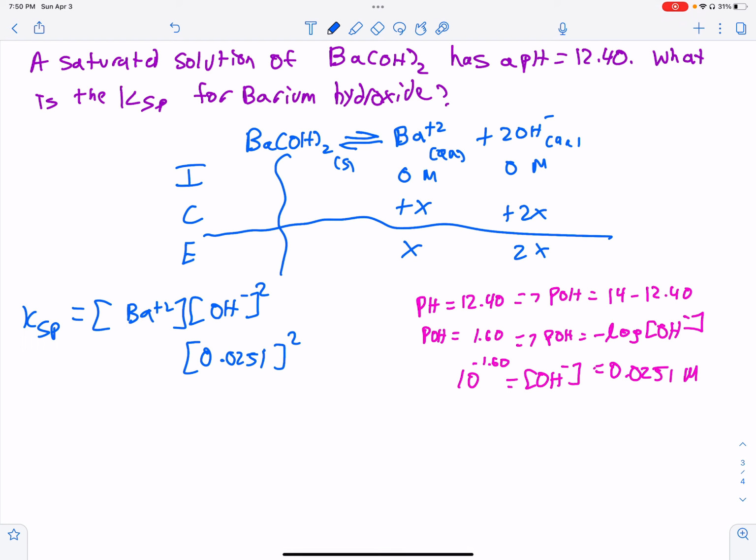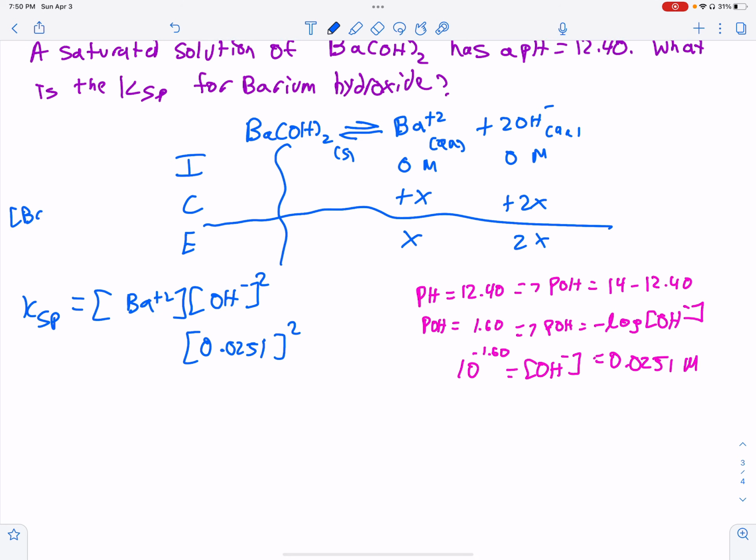Now the question becomes, what is the barium concentration? And like I said, since the ratio of hydroxide to barium is 2 to 1, the barium ion concentration would just be half of that of the hydroxide ion concentration. So it's going to be 0.0251 divided by 2, so that would be 0.0126 molar. So now we can find the KSP.